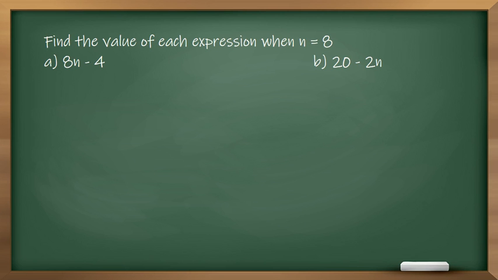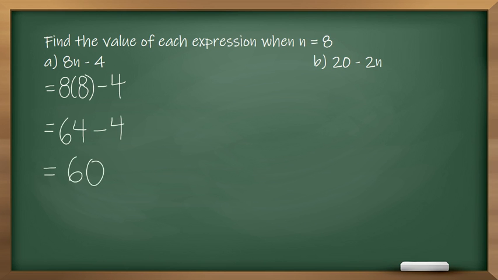So again, the first thing I'm going to do is put in the value of n, which in this case is 8. Okay, so I've substituted my value in. Now I have 8 times 8 minus 4. So once again, I think about my order of operations. I know that I have to do the multiplying before I do the subtracting. So I'm going to do 8 times 8 first. So 8 times 8 is 64. And now we have 64 minus 4, which gives us 60.